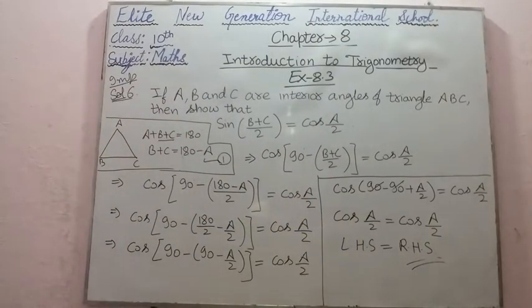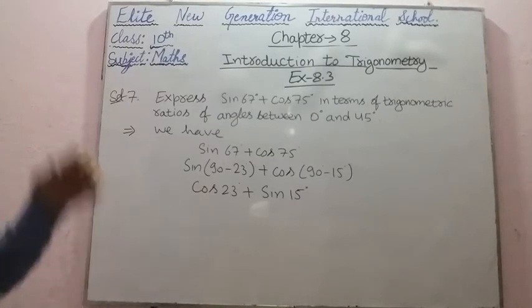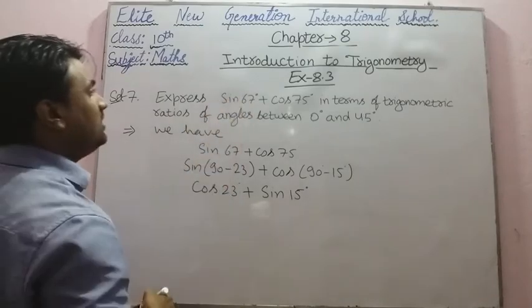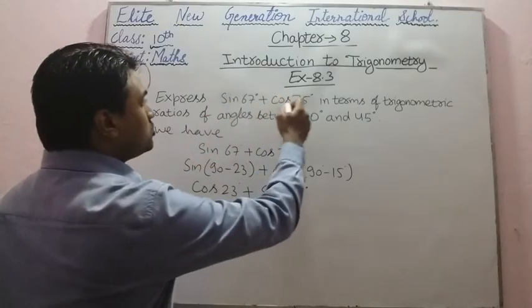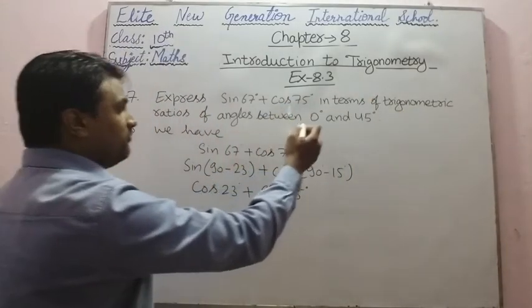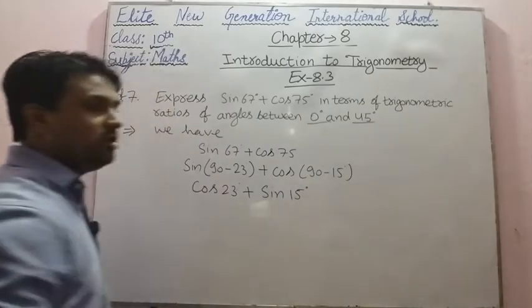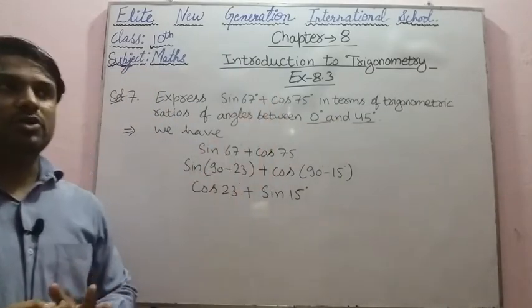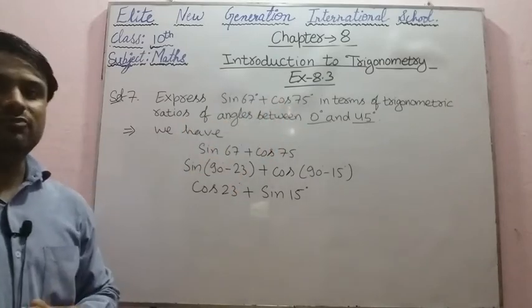Now after this, the next question. So after this see question number 7. In question number 7 we have to express sin 67 degree plus cos 75 degree in terms of trigonometric ratios of angles between 0 degree and 45 degree.